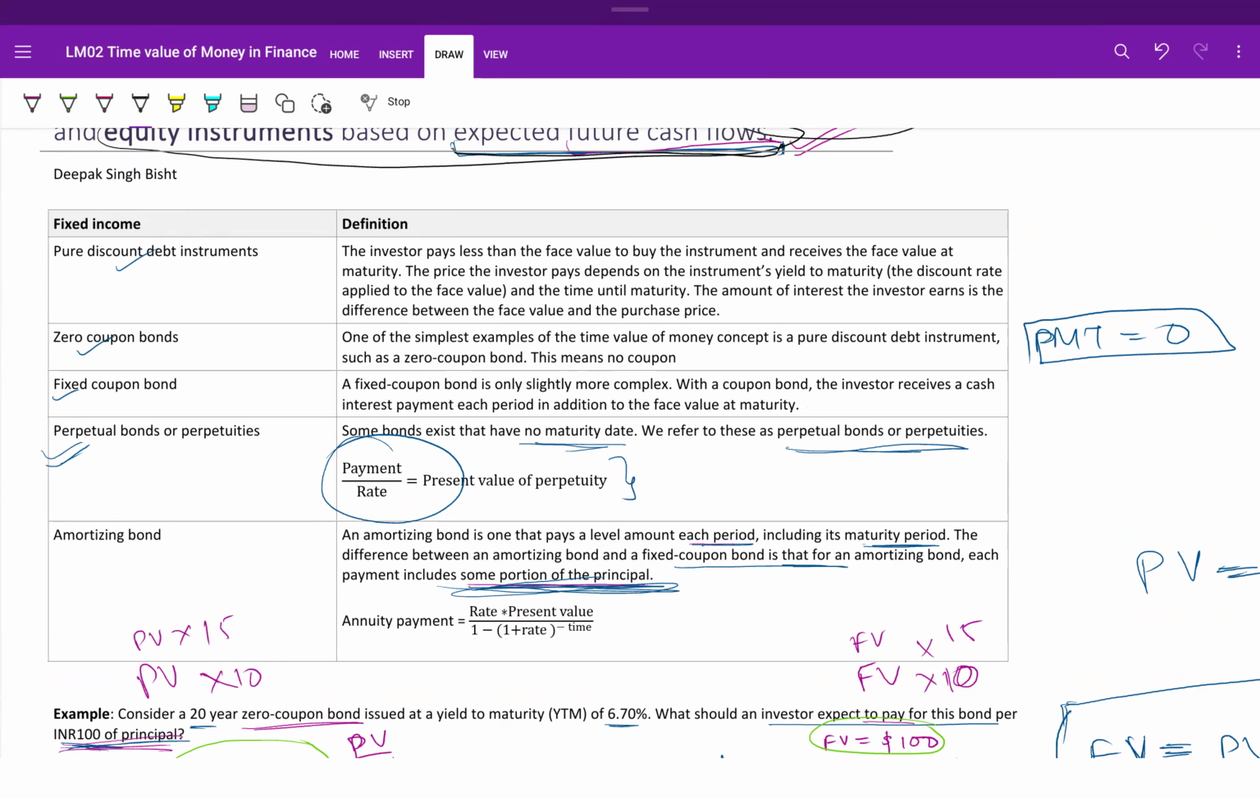So this could be a pure discount bond. This could be a zero coupon bond. This could be a fixed coupon bond, so the coupon rate is fixed. There could be no coupons; zero coupon means no coupon. Fixed coupon is evident in itself. If you understand the name, it says what it says.